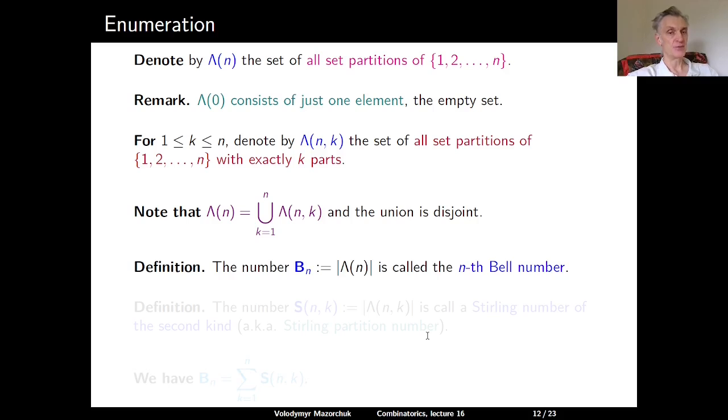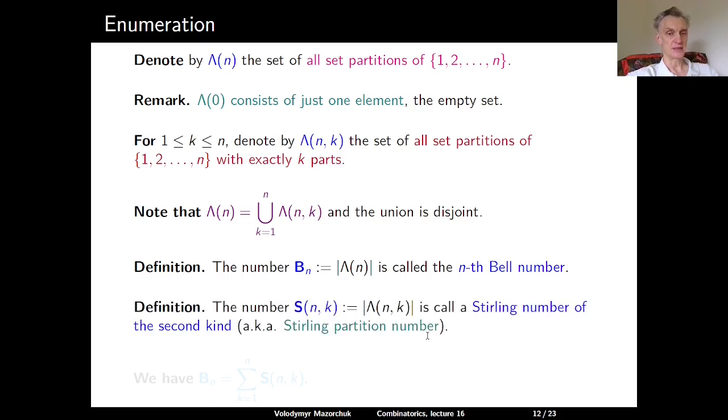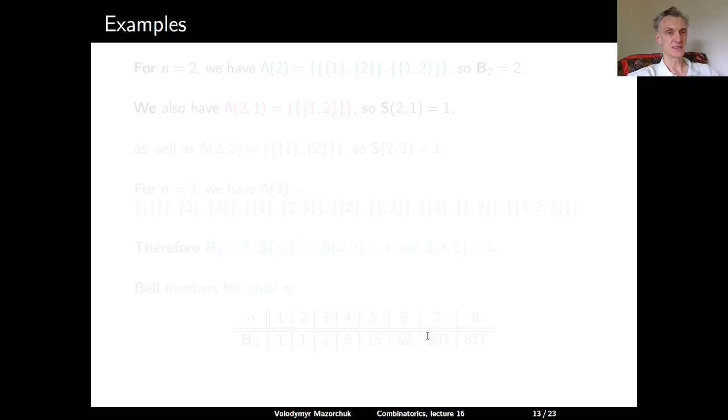Definition: the number B_n, which is defined as the cardinality of Λ(n), the number of set partitions of n, is called the nth Bell number. And another definition: the number S(n,k), which is defined as the cardinality of Λ(n,k), is called the Stirling number of the second kind, or Stirling partition number. Since Λ(n) is a disjoint union of Λ(n,k), we have that B_n is equal to the sum over k from 1 to n of S(n,k). That's a direct consequence.